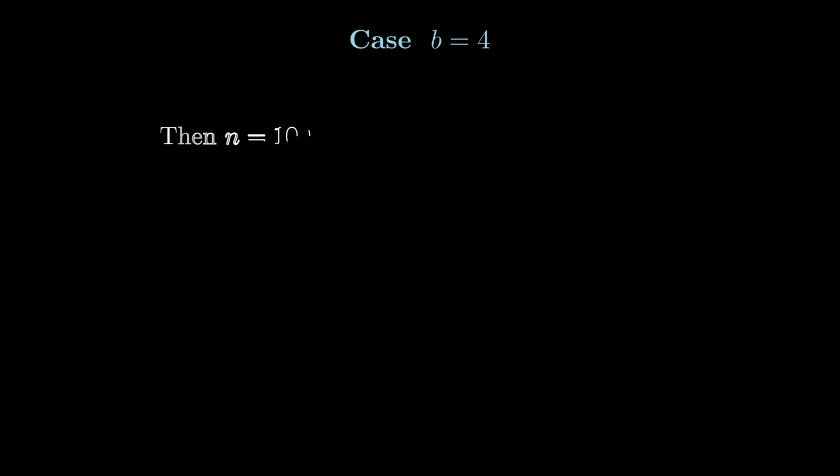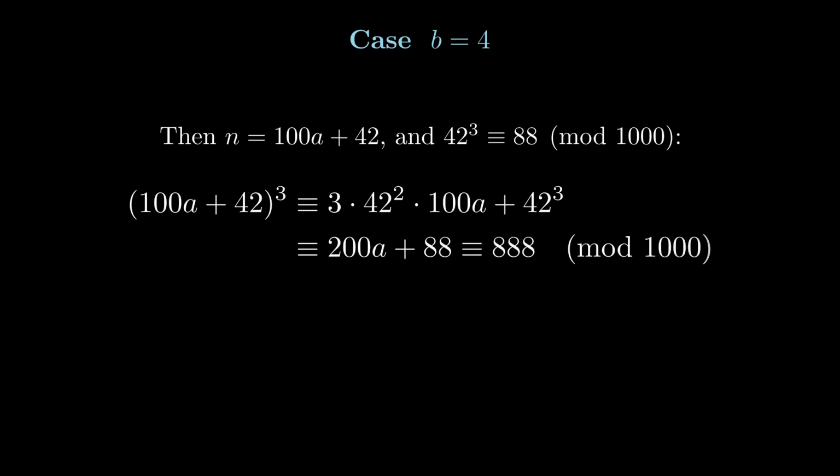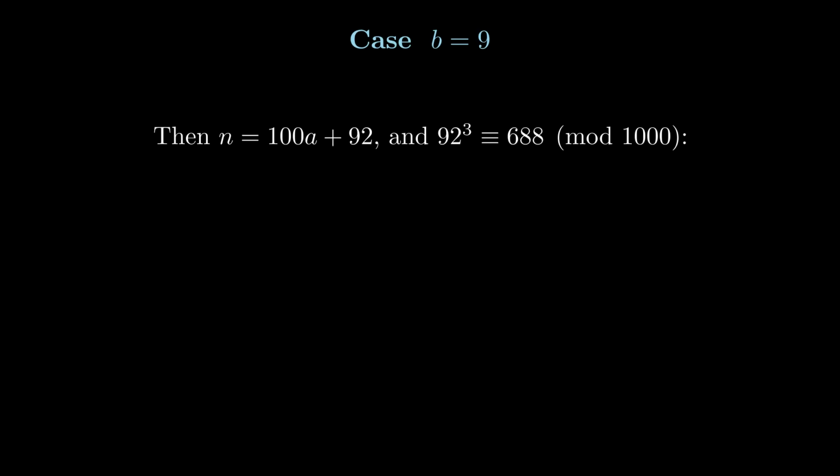Take the first case, b equals 4. Then n is 100a plus 42, and we can compute 42 cubed is 88 modulo 1000. Cubing using the binomial theorem again and reducing modulo 1000 gives 200a plus 88 is congruent to 888 modulo 1000. Therefore, a equals 4 and n equals 442 in this case.